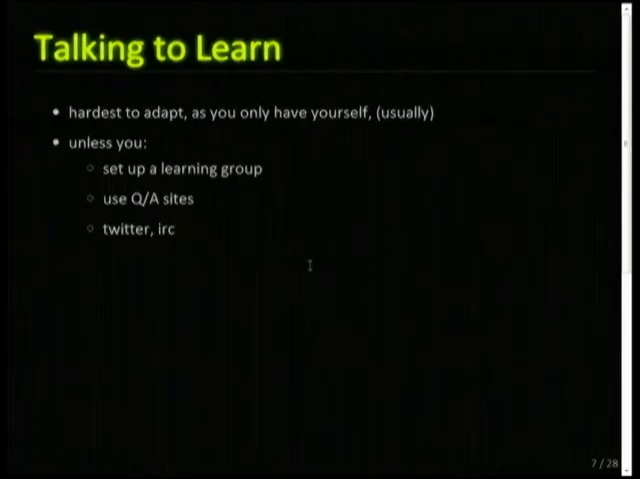Okay, talking to learn. Now this is kind of the hardest to adapt, because usually when you're reading code, there's only you. But there are ways that we can adapt this that I'll talk about. You might want to look at whether you can get someone else involved in going over this code. If you're just starting out and you want to learn things, it might be a good idea to get with somebody and go over one of the modules in the standard library, just go at it together in pairs.